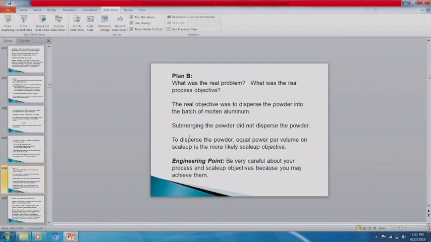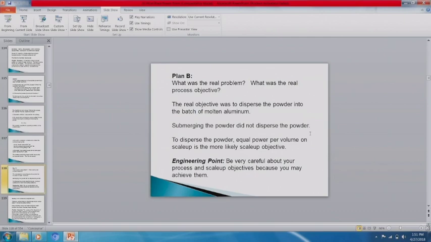What was the real process? The real process was to disperse the powder into the batch of molten aluminum. Submerging the powder did not disperse the powder. I mean, the powder went below the liquid surface, but it went below the liquid surface in chunks, right?